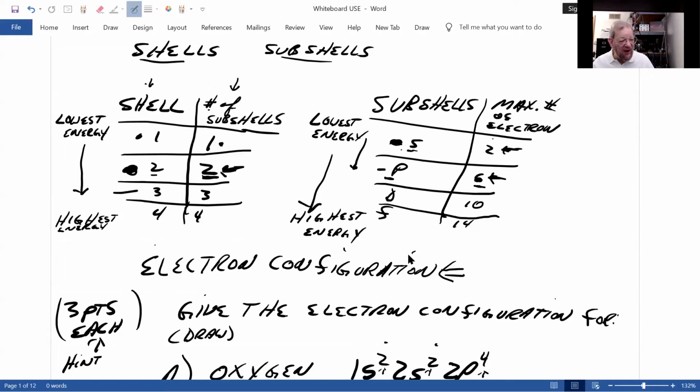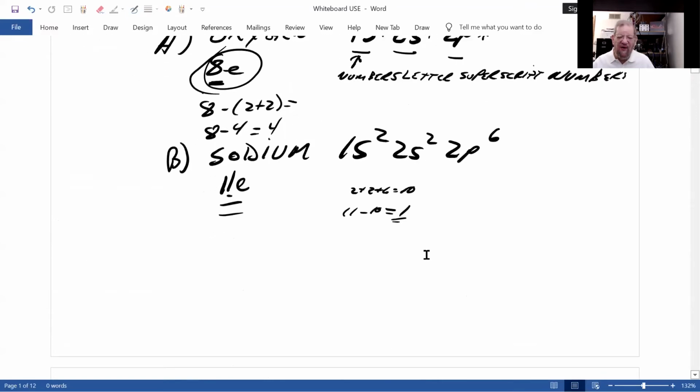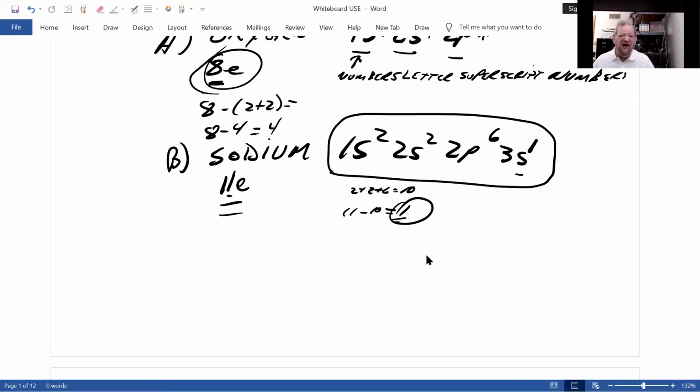So now I have to go to shell number 3. What's the first subshell in shell number 3? S. So now remember, a subshell is a number, 3, and a letter, S. I can put up to 2 electrons in there, but I only need 1 more. So I'll do this. And therefore, the correct answer for the electron configuration of sodium is 1s2, 2s2, 2p6, and 3s1. And that's how you do it.